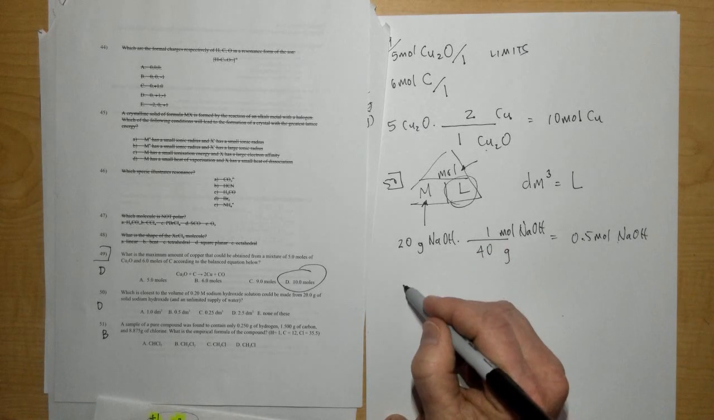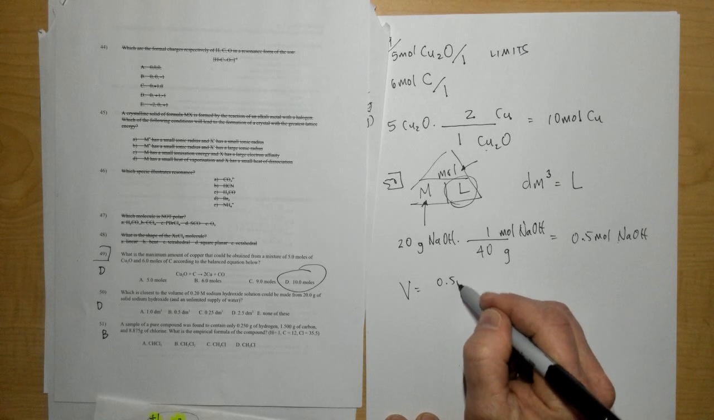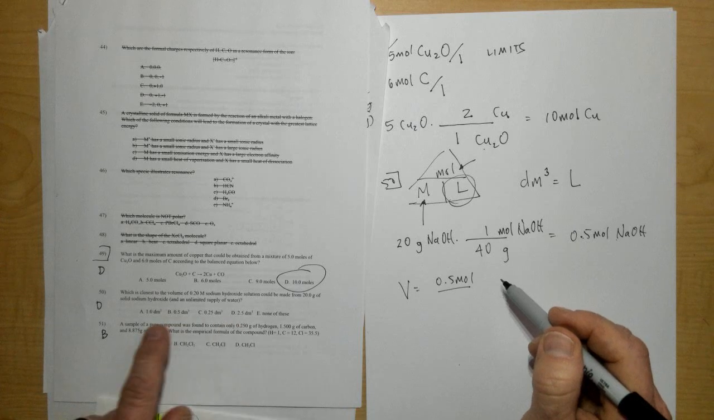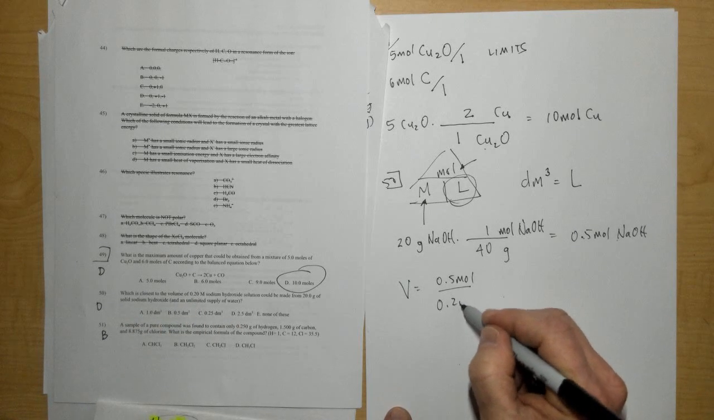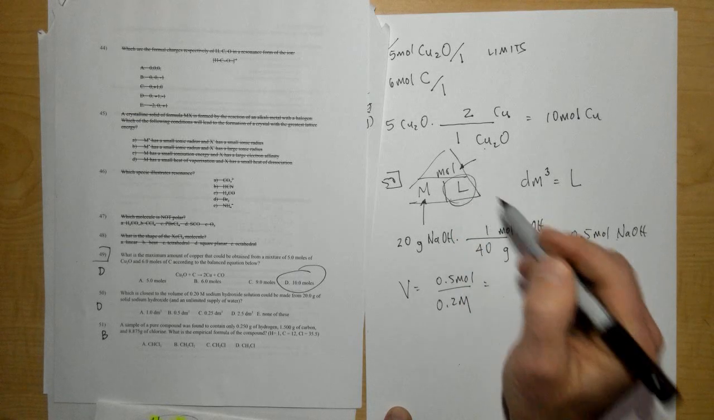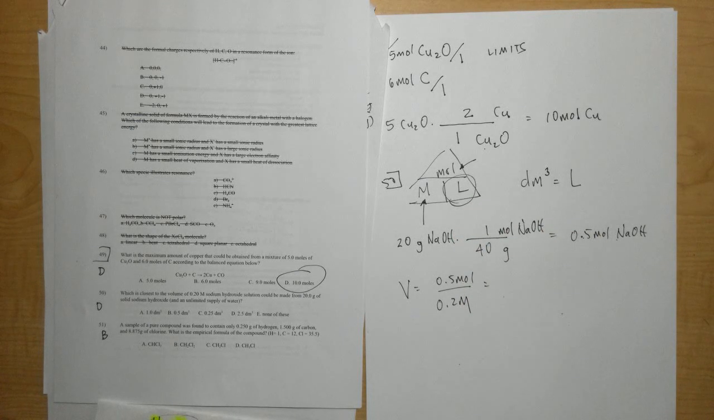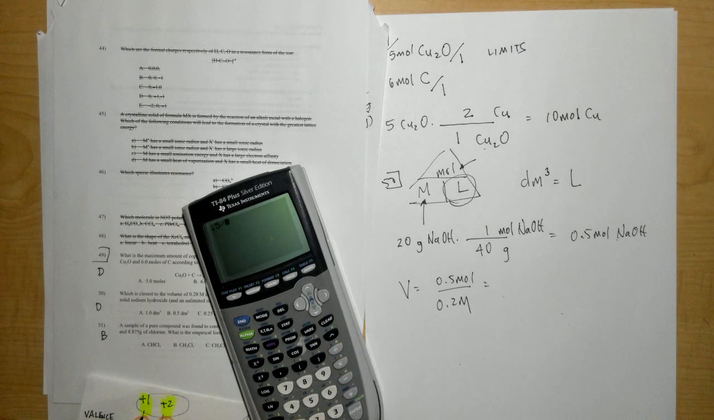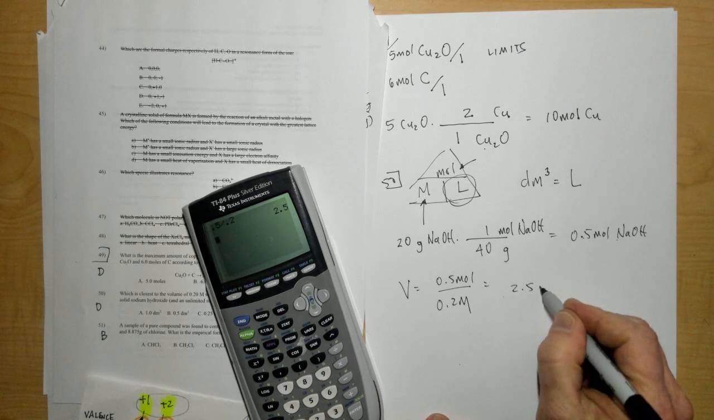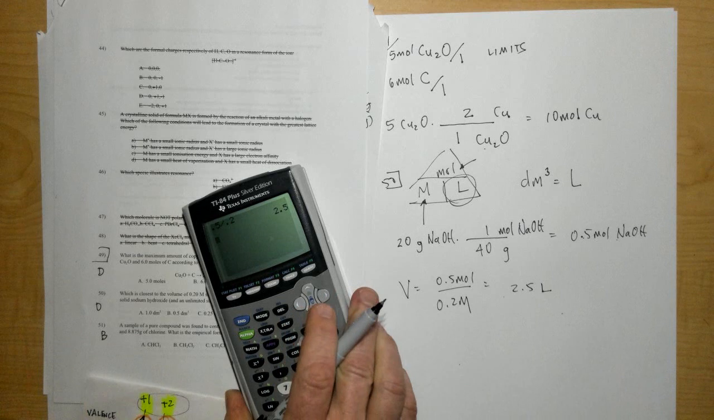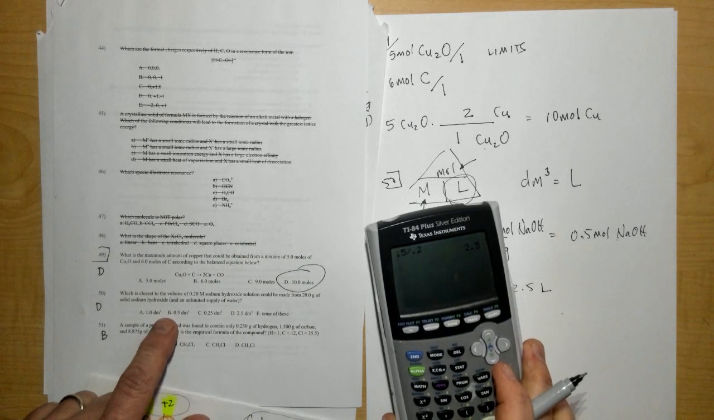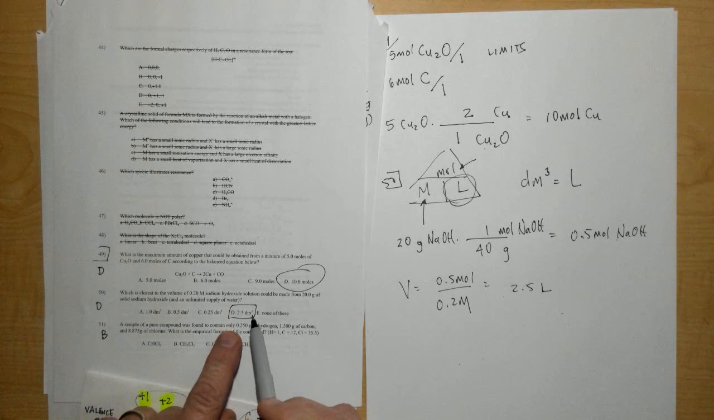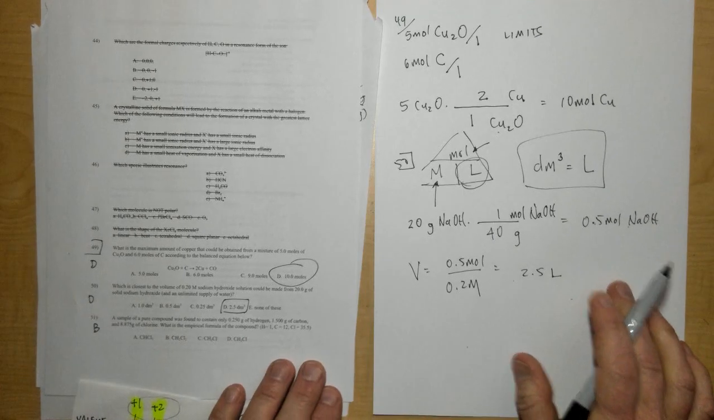Now, if I know I have 0.5 moles of sodium hydroxide, and my molarity is 0.2 molar, I could divide those two, and I could get the number of liters. So 0.5 divided by 0.2, let's do it on the calculator to make sure we don't make any mistakes. 0.5 divided by 0.2 is 2.5. So that means I could have 2.5 liters as my maximum amount, or what is closest to the volume. And that's letter D. Don't let the cubic decimeters confuse you. Cubic decimeters and liters are the same thing.